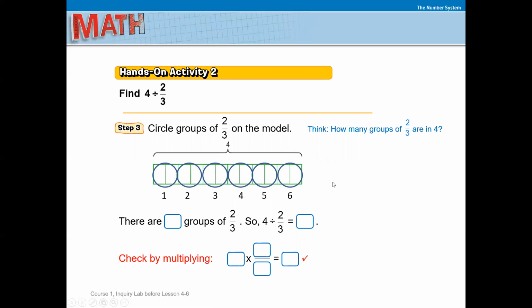Circle groups of 2/3 on the model. So 2 out of 3, 2 out of 3, 2 out of 3, and so on. Think, how many groups of 2/3 are in 4? There are 6 groups of 2/3. So 4 divided by 2/3 equals 6. 6 times 2/3 equals 4. We check our answer by doing the inverse operation.